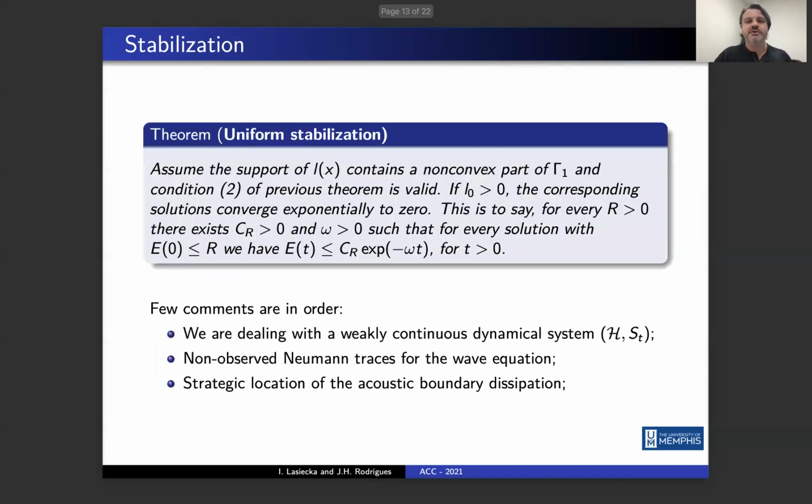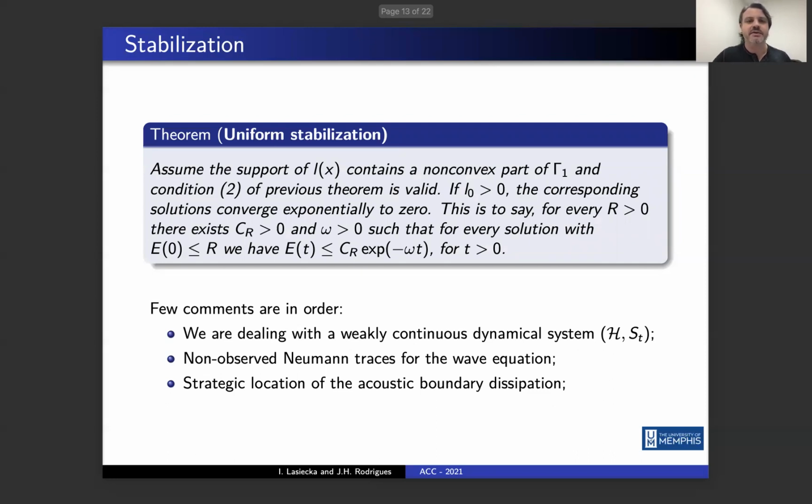The case in which the boundary dissipation does not cover the structural wall is quite more complicated, and our second result gives us a partial answer to this problem. We assume that the boundary dissipation covers the non-convex portion of gamma 1, and also the relation between the coefficients given in the previous result will remain true. In that case, the solutions will converge uniformly and exponentially to zero.